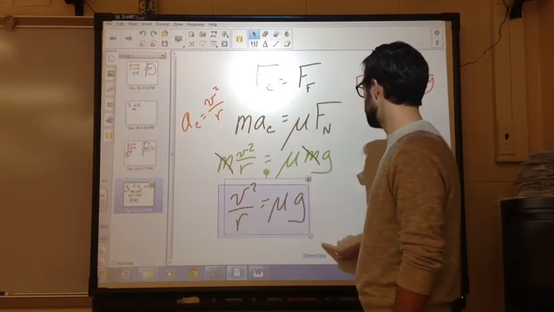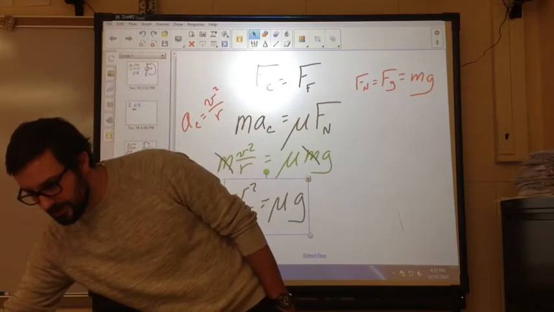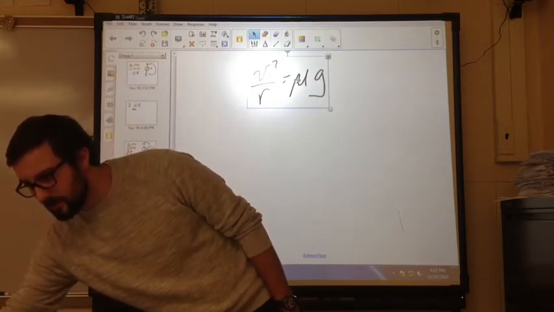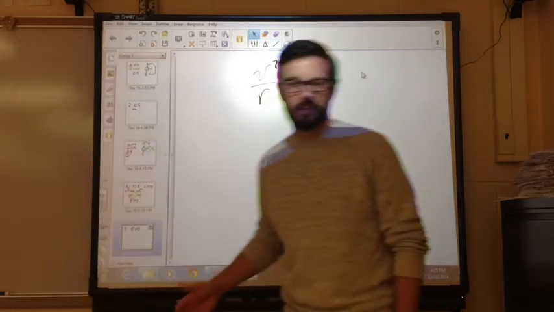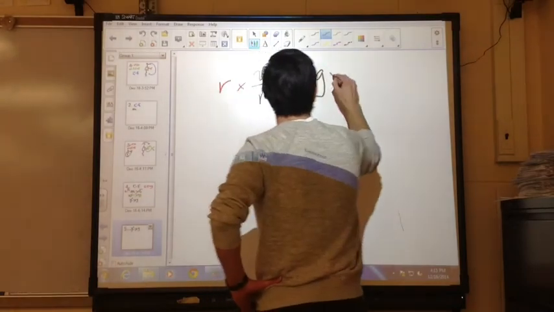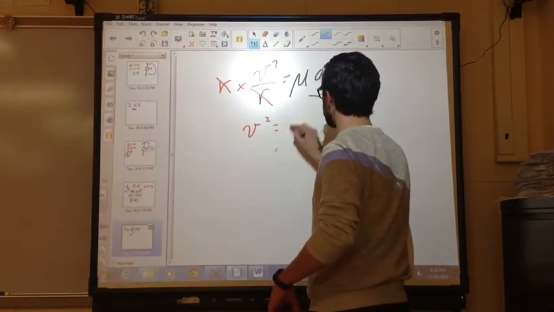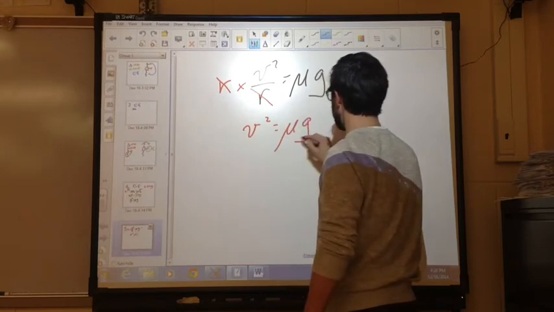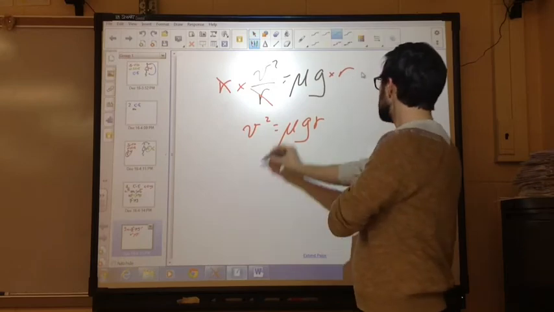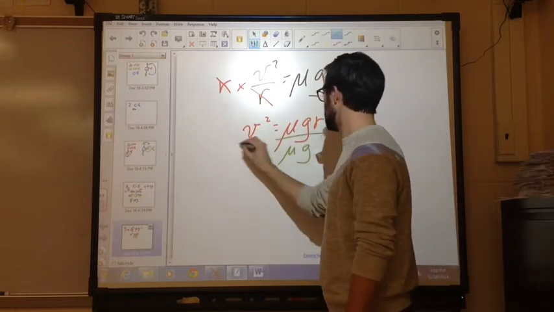I think this has come up many times before. But if your unknown is in the denominator of a fraction, it's always a good idea to move it to the other side of the equation. So to move it to the other side of the equation, we'll multiply both sides by r, and this one will cancel with that one, so we'll get v squared equals the coefficient of friction times gravitational acceleration times the radius of the curve. We're looking for the radius of the curve, so to isolate it entirely, we'll divide both sides by the coefficient of friction times gravity.